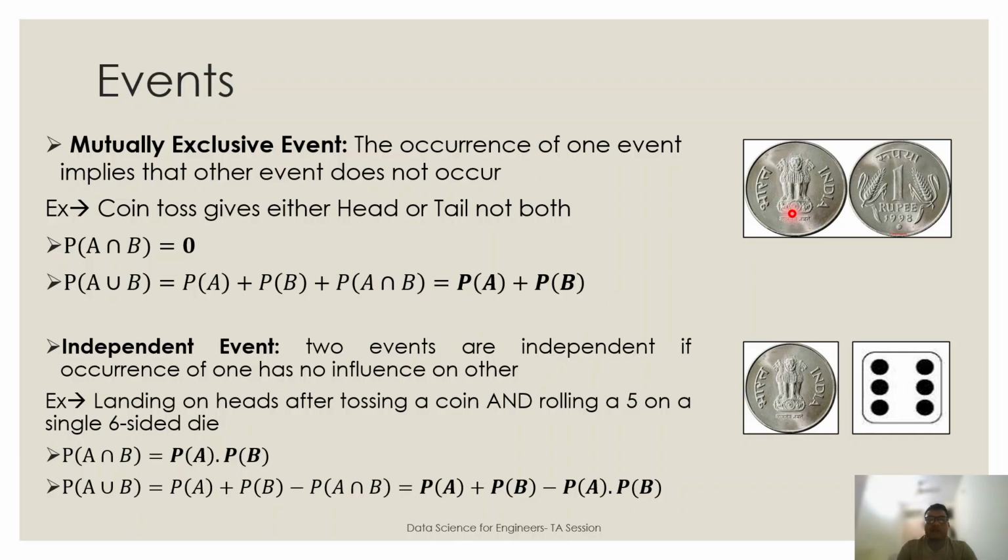So that is exactly what a mutually exclusive event means. If one event happens, it makes sure that the other event will not happen. Same when you throw a die: if one occurs in that experiment, it means the other five will not occur. So that is basically what a mutually exclusive event is called. For example, in a coin toss you get either head or tail, not both.